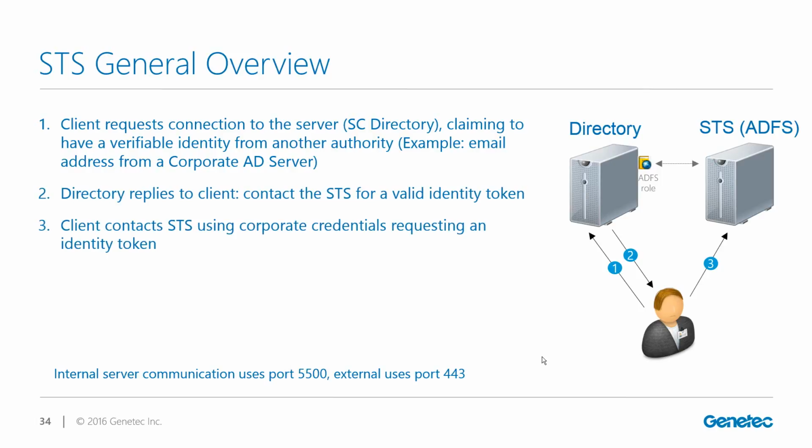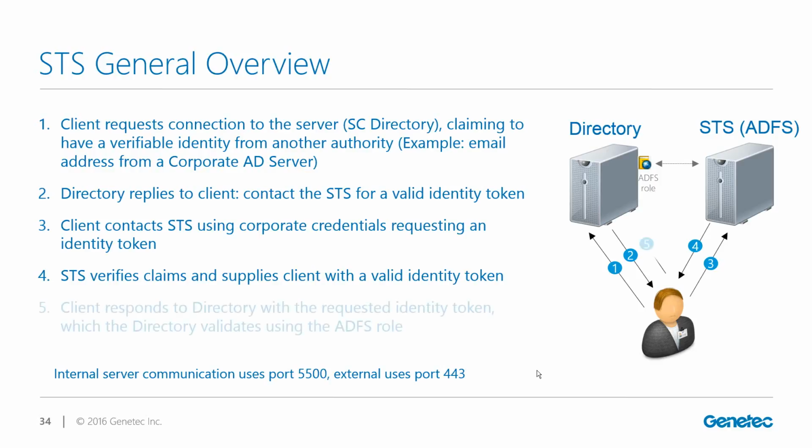The user reaches out to the STS using, in this case, our corporate credentials, so their AD credentials, and requests an identity token. The STS is going to take a look at their Active Directory domains and see whether this person is allowed. If it's verified and they're good to go, it will supply the client with a valid token. The user then supplies this token to the directory, and the directory just basically verifies that the token has been authorized and allows the user into the system.